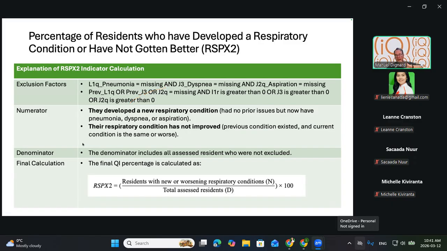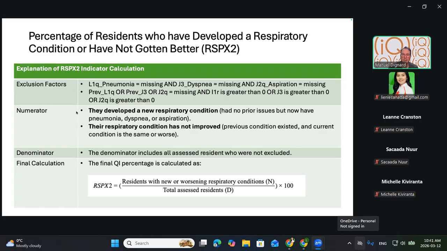But we're still going to look at the general exclusions first, right? Does the assessment qualify? If it doesn't, we're not even getting to these. So if you're not excluded, you're part of the calculation. If you have a new or still existing pneumonia, dyspnea, or aspiration, you are part of that numerator.